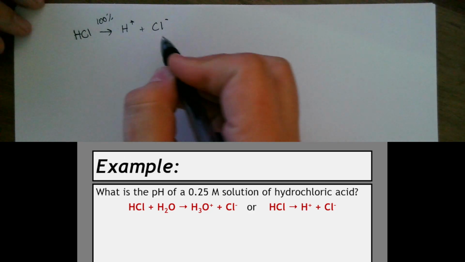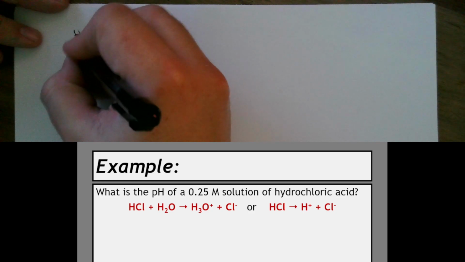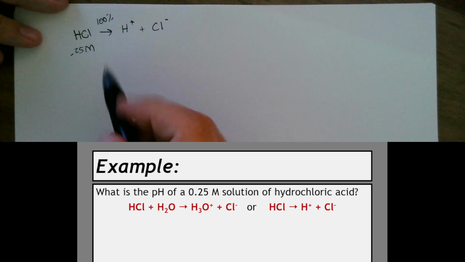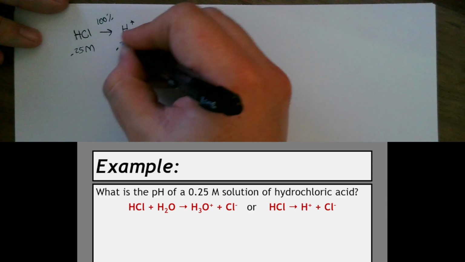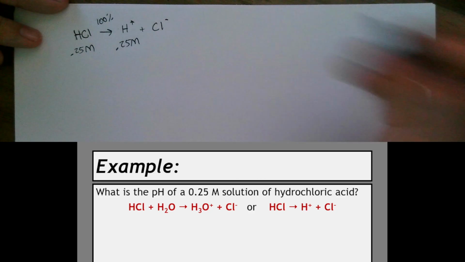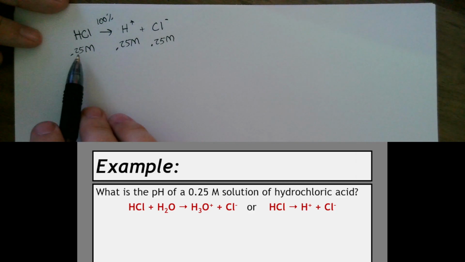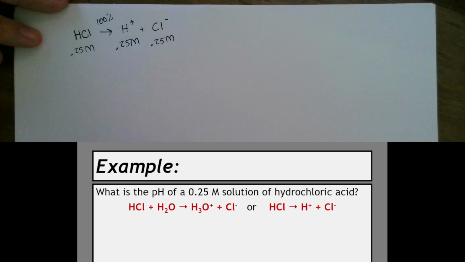So 100% of these are going to split. So I have a 0.25 molar solution of this. Since all of it is splitting apart into H and Cl, it means I also have 0.25 molar of this, and 0.25 molar of this. 100% of these split apart.